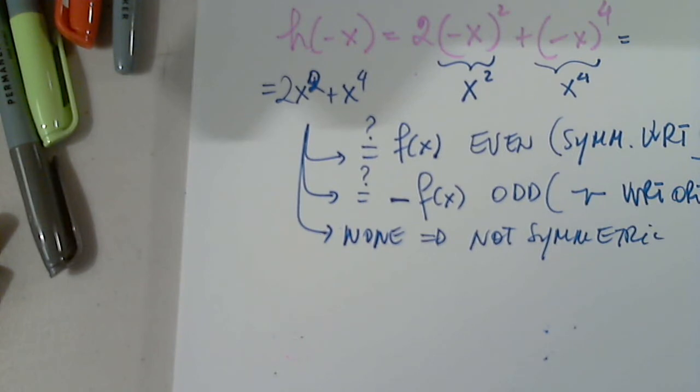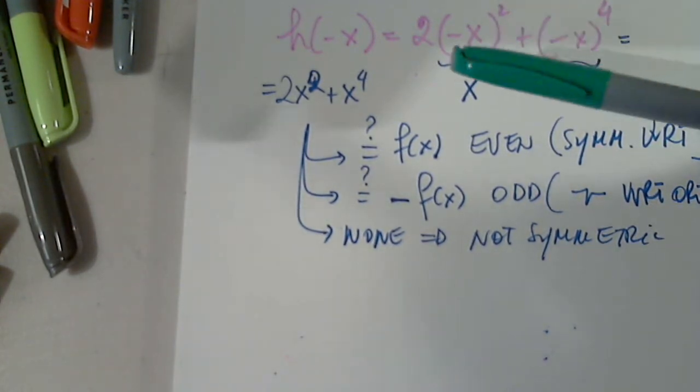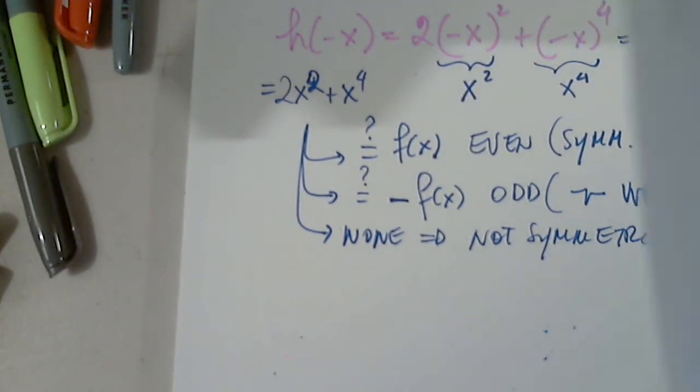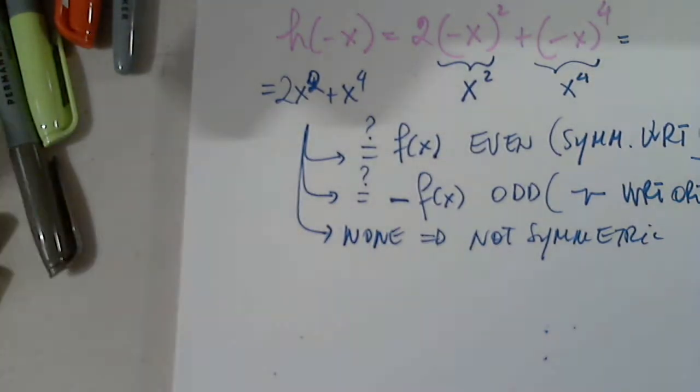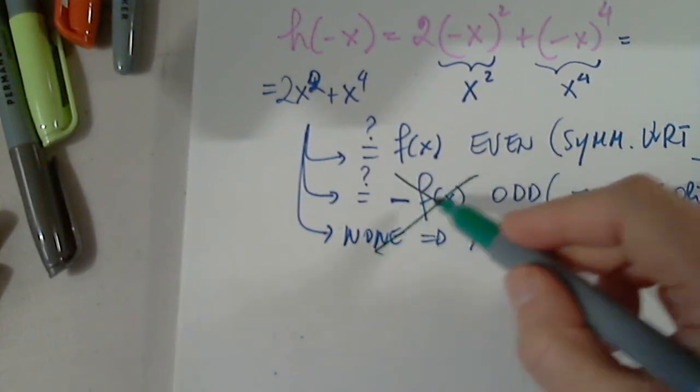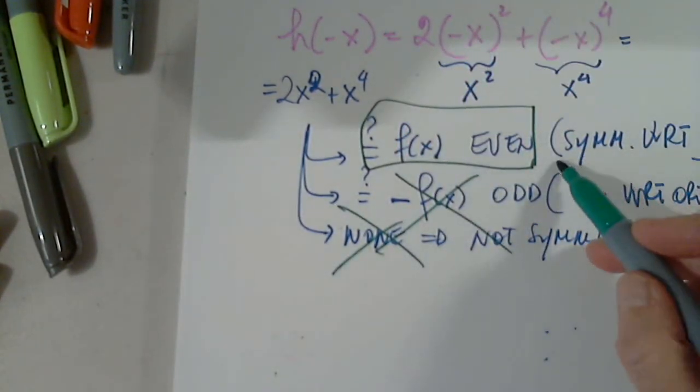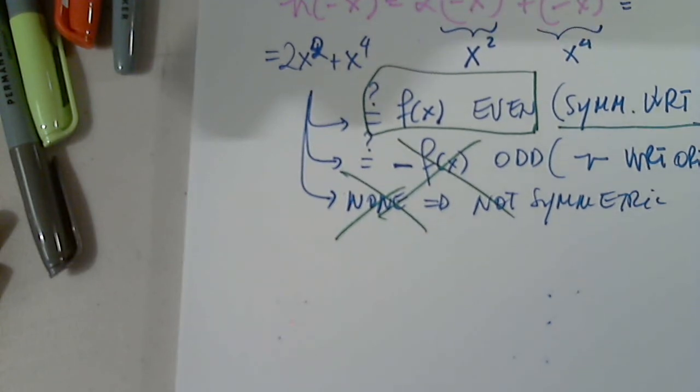It's y equals 0. Okay, so is this function identical with the original one? Yes. So I'll cross out the other two. I'll say the function is even. So I conclude it's symmetric with respect to the y-axis.